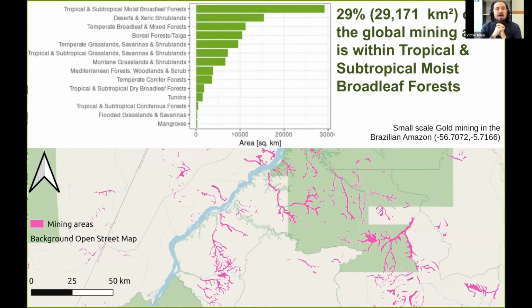And we can see in this map here an example of these polygons mapped in purple here, where this is mostly small scale or mostly artisanal gold mining in the Brazilian Amazon.